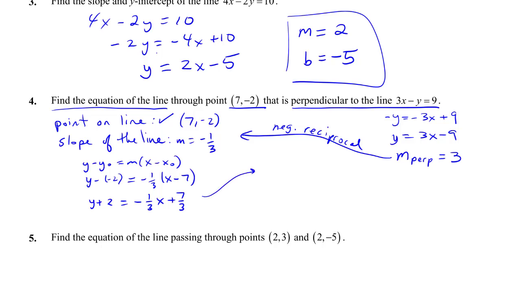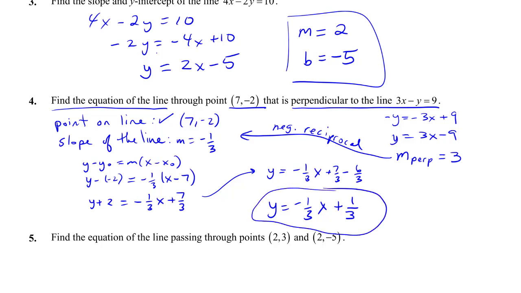Keep simplifying. y = -1/3 x + 7/3, and then I have to subtract 2. But 2 is the same thing as 6/3, so I get y = -1/3 x + 1/3. And that is the equation of the line that I wanted.